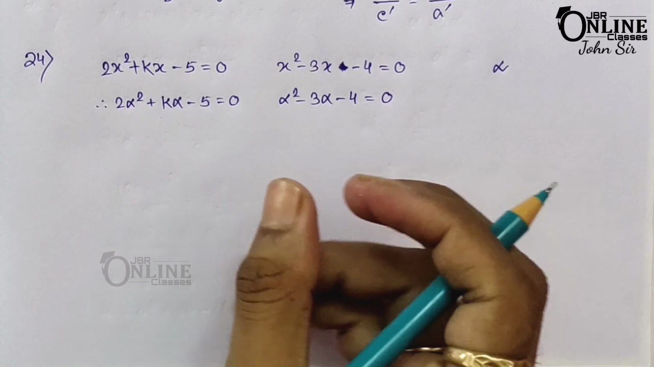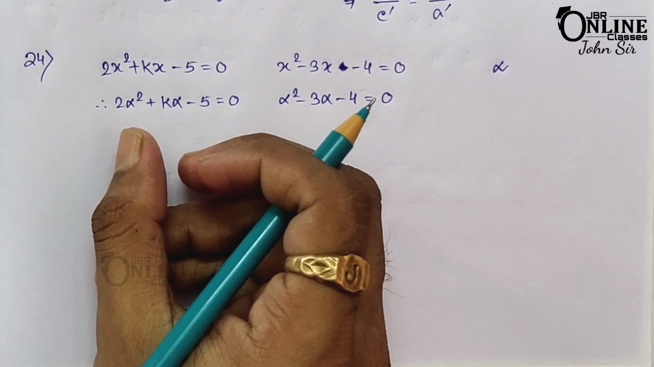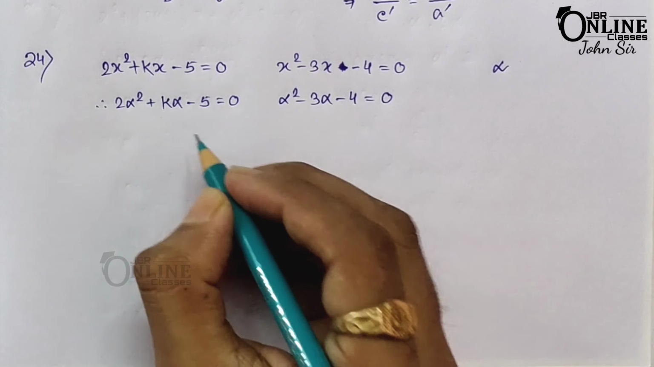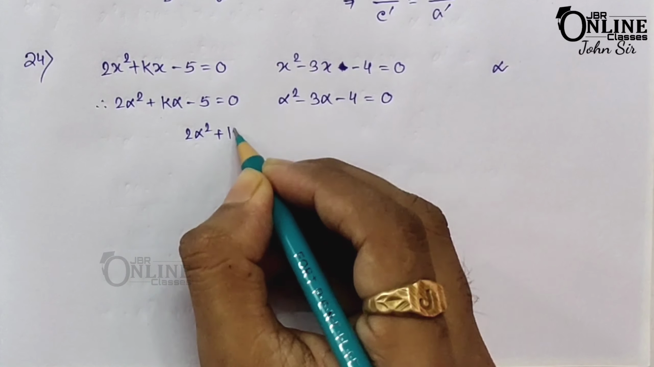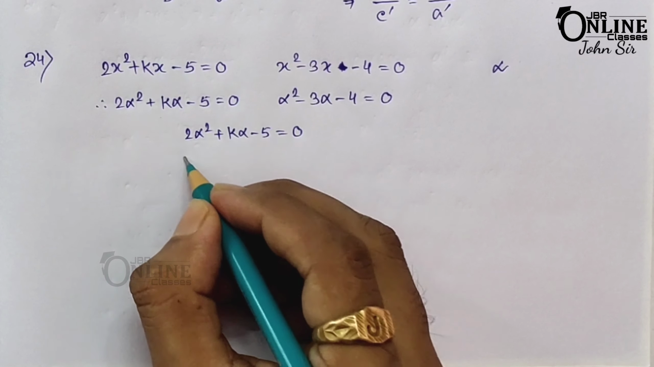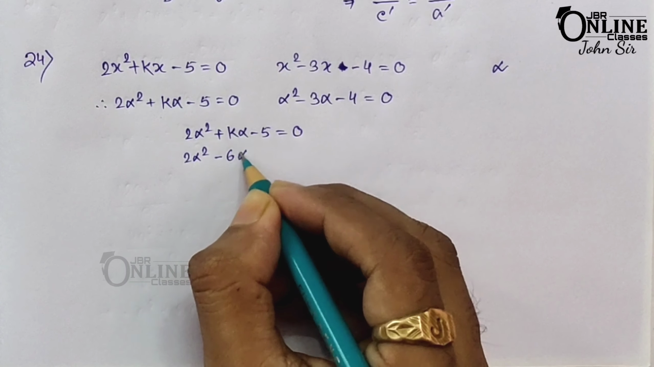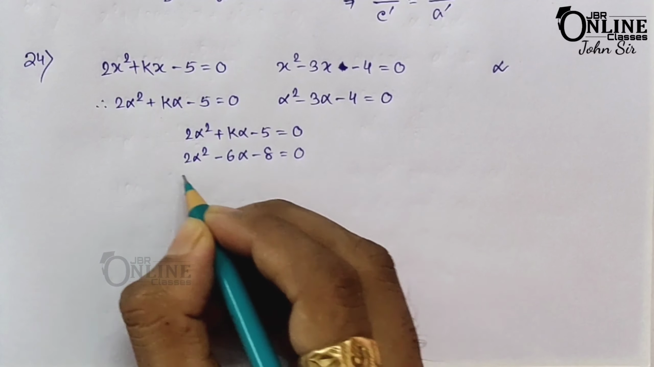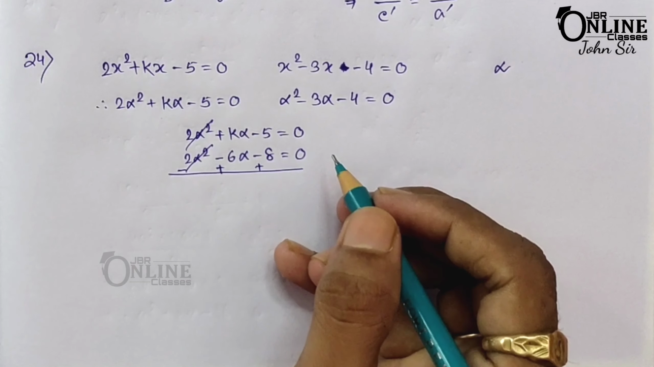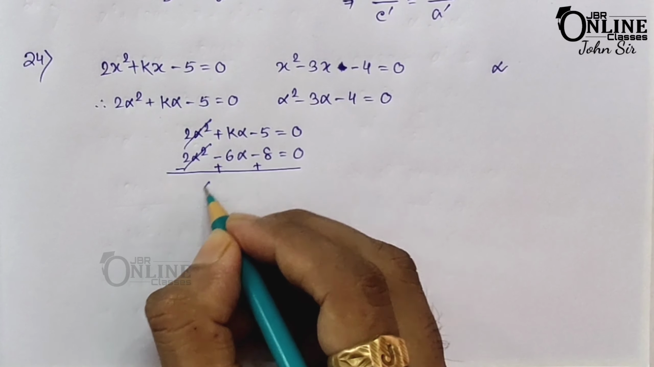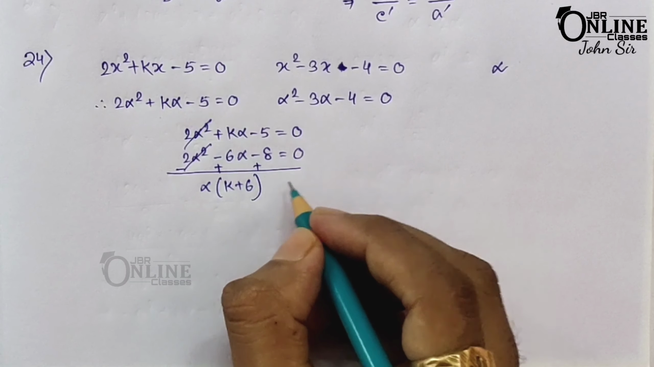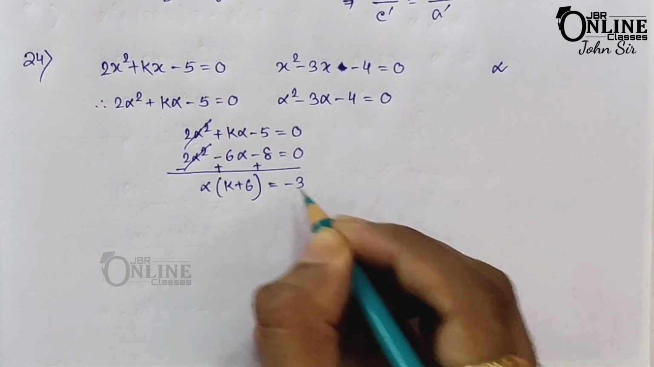Now here if you eliminate alpha square from these two equations, first write down 2 alpha square plus k alpha minus 5, that equal to 0, then multiply 2 with this one, so 2 alpha square minus 6 alpha minus 8, that equal to 0. Now minus, plus, plus, so it will cancel out, and here you will get alpha equal to k plus 6, and that equal to plus 3, so just write down here minus 3 in the right hand side.